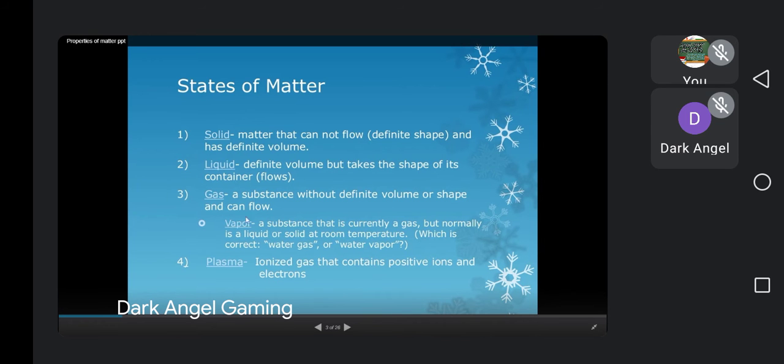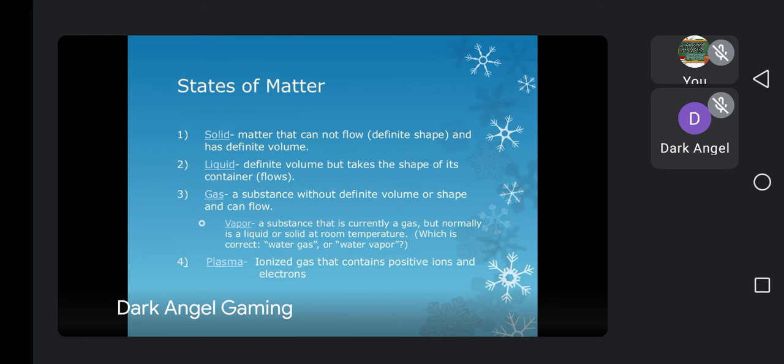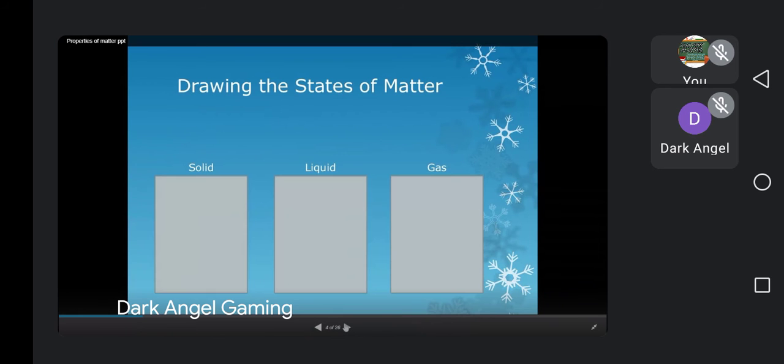Vapor, a substance that is currently a gas but normally is a liquid or solid at room temperature, which is correct for water gas, or water vapor. Plasma, ionized gas that contains positive ions and electrons. So, can you draw the states of matter, the solid, liquid, and gas?